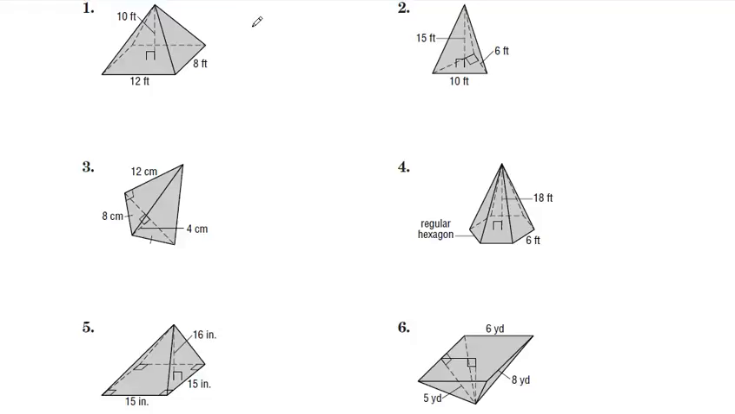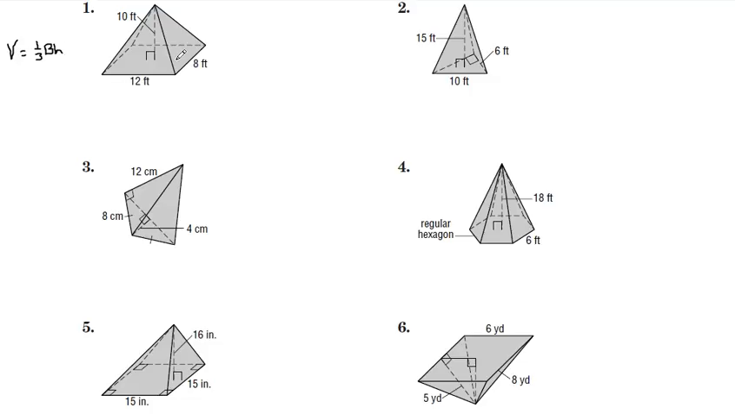Everybody. In these exercises we're just going to be finding some simple volumes of pyramids. Now the formula we need for the volume of a pyramid is 1/3 base times height. You can sort of think of this as 1/3 of a rectangular prism.